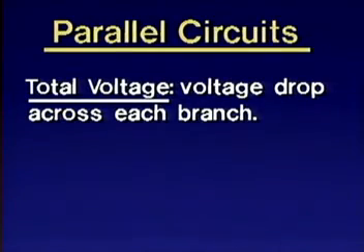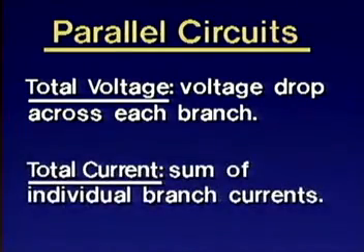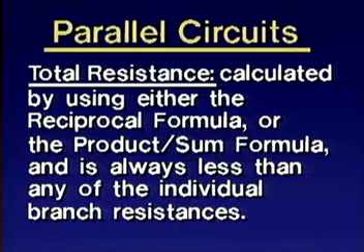Parallel circuits, however, have more than one path or branch for current to flow, with a common voltage for each branch. Total voltage is equal to the voltage drop across each branch. Total current is equal to the sum of the individual branch currents. And total resistance is calculated by using either the reciprocal formula or the product divided by the sum formula, and is always less than any of the individual branch resistances.